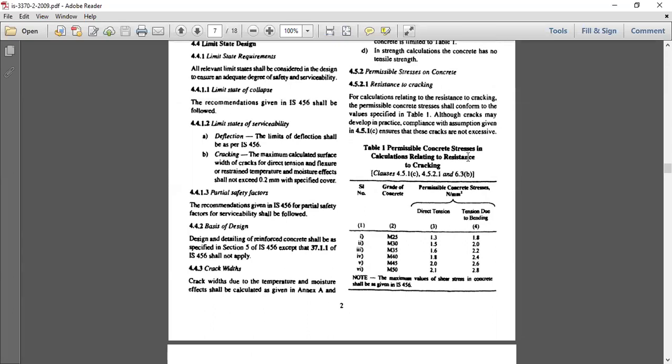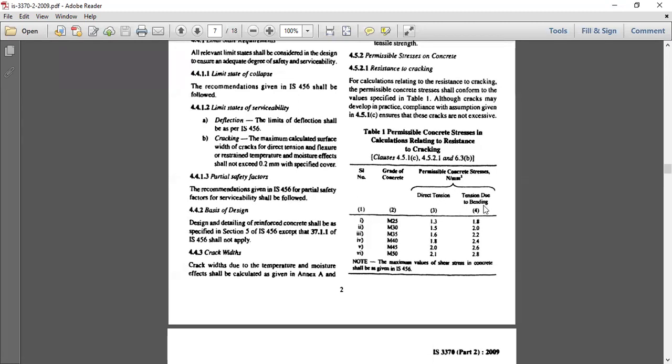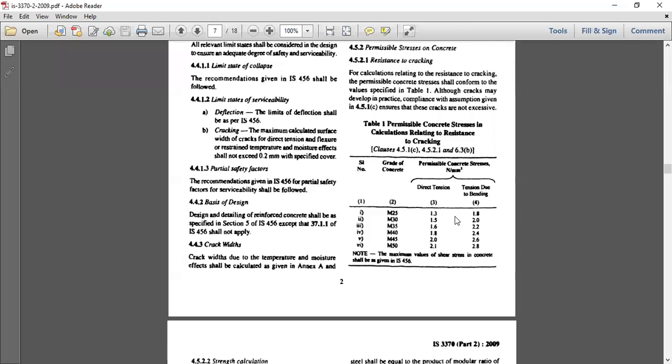So this is permissible concrete stresses, calculations relating to resistance to cracking. This is the grade of concrete and this is the permissible concrete stresses which it should not exceed for direct tension and due to bending. For M25 grade it is 1.3, for M30 it is 1.5. So these permissible values you will have to remember. Okay, just like in WSM we remembered the permissible values, similarly we will have to remember the permissible values here. So this table is important.